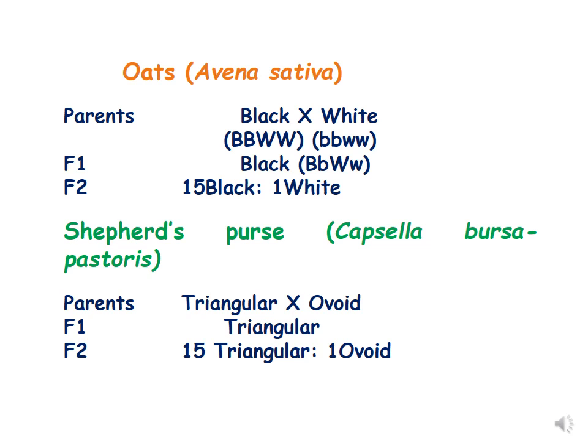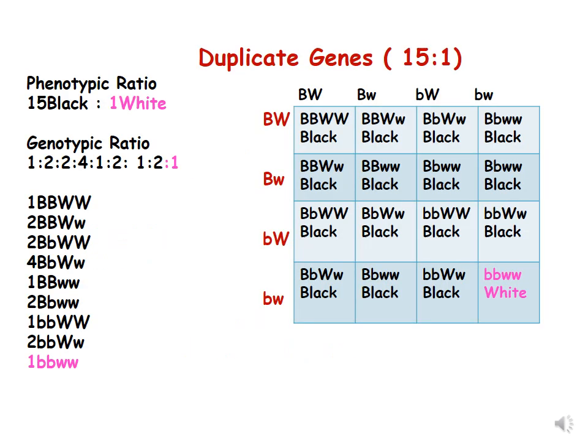The example is of epistasis. Similarly, in shepherd's purse or Capsella bursa-pastoris, parents with triangular and ovoid fruit shape were crossed, and in F1 triangular fruit was observed, but in F2 a 15:1 ratio of triangular to ovoid was observed, which again gave indication that probably this is a modified dihybrid ratio. Now how to explain this 15:1 ratio? Now let us understand it some more.